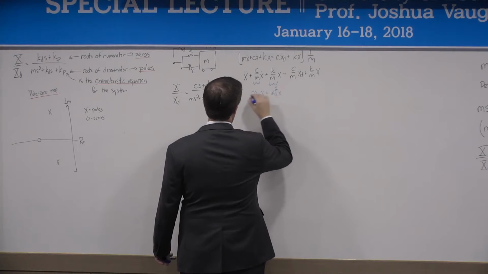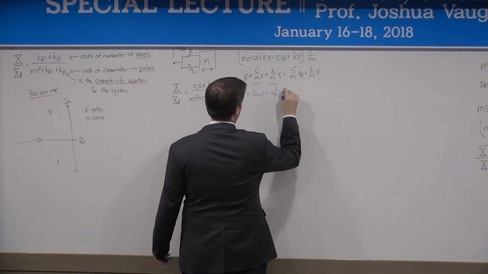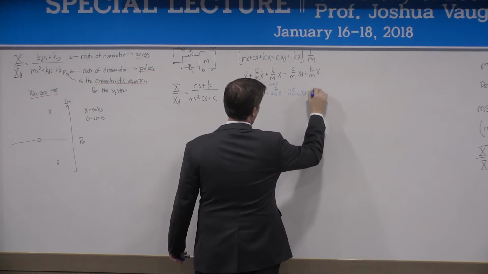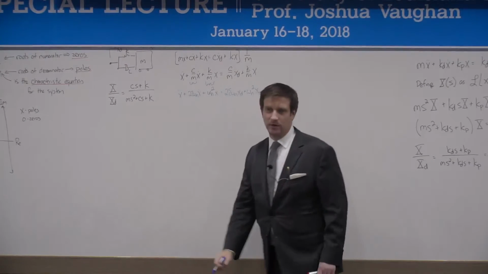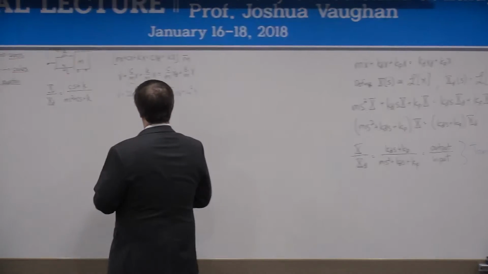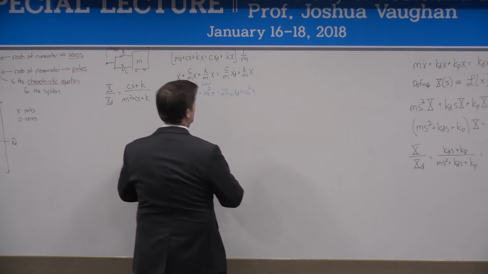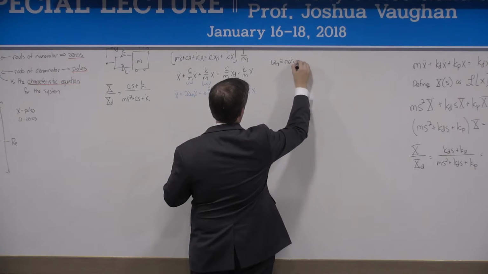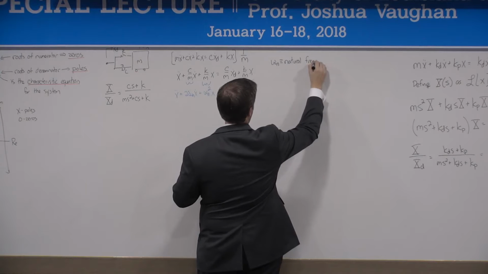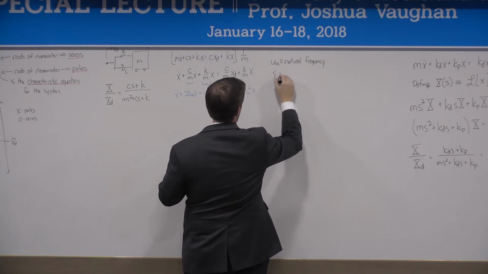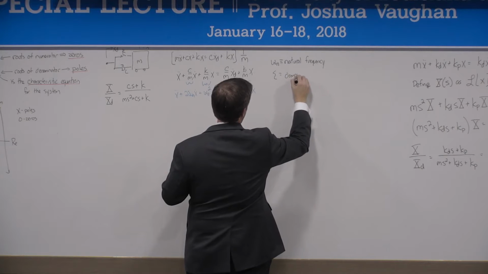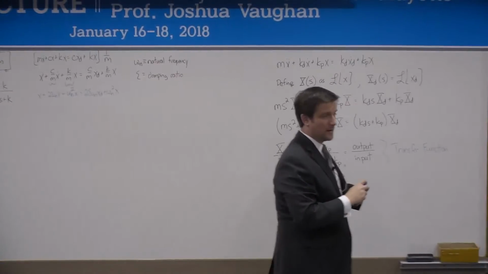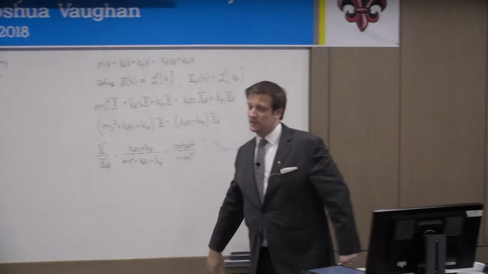Let me write out this form of the equation. Get an equation written in that form. Okay. So that's right. So we said omega n is natural frequency.